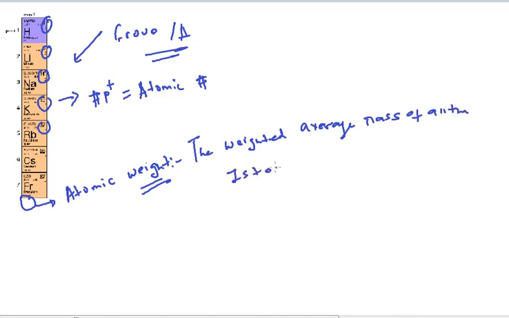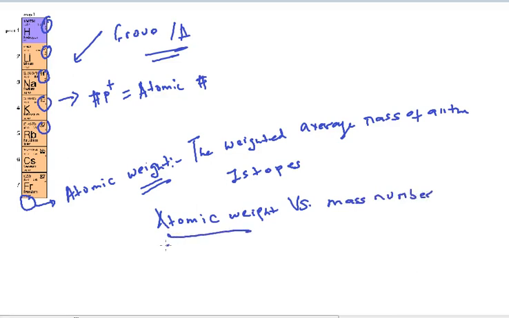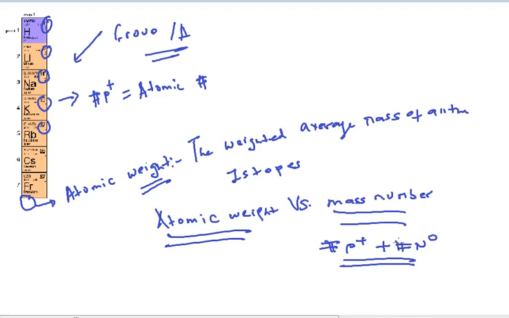Okay, so please don't get confused with the difference between atomic weight versus mass number. A lot of times they look like the same, but in reality they are not the same. The atomic weight is the weighted average mass of the isotopes, but the mass number is simply the number of protons plus the number of neutrons. It's like a simple, straightforward linear equation. But atomic weight is the average mass of the isotopes.